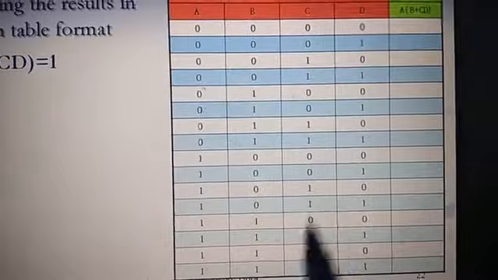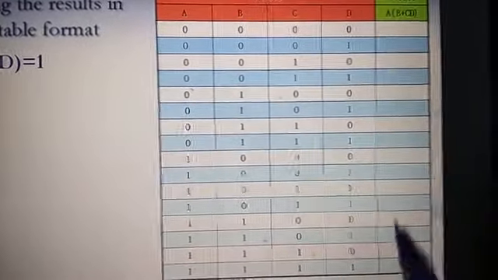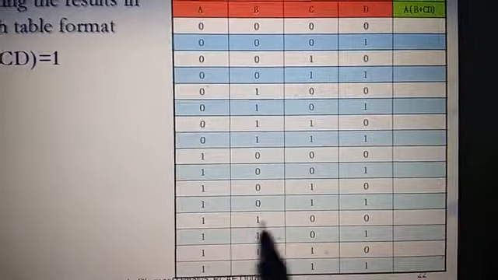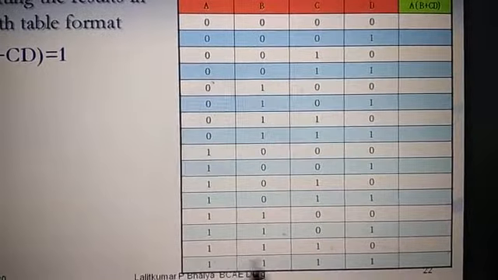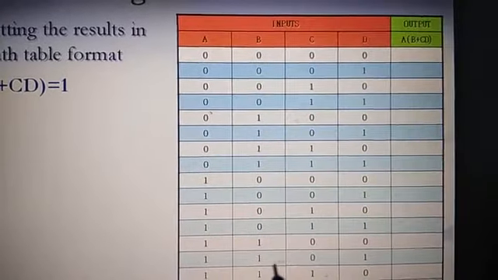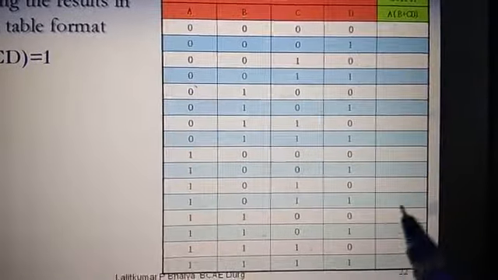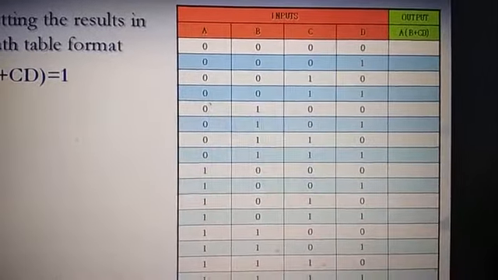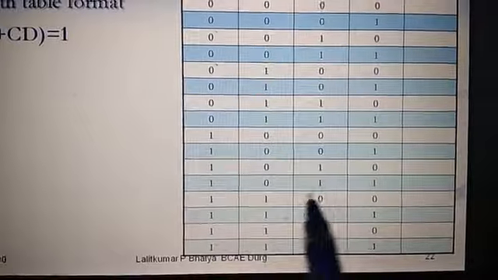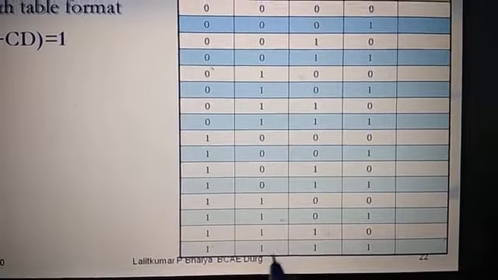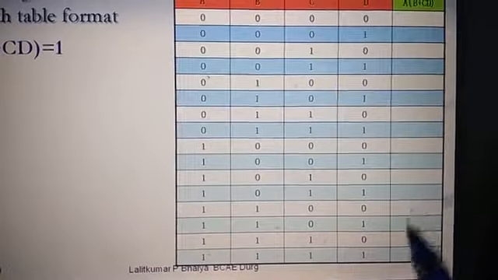So regardless of these values, this output will be equal to 1. So this is 1, 1, 1, 1, 1, 1, 1, 1. A is equal to 1, B is equal to 1, regardless of the value of this one, so this is equal to 1. You can put 1 here at the last 4 values.